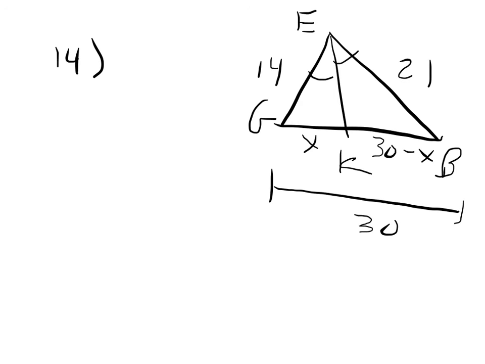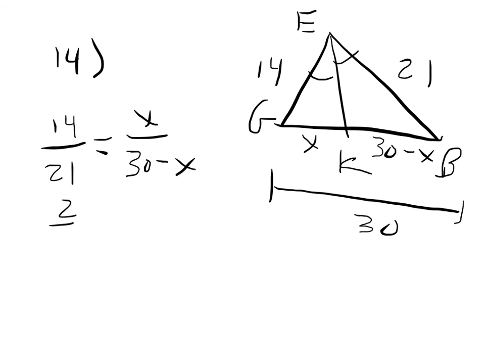So when I go ahead and set up my side splitter, and again I'm looking to go 14 to 21, X to 30 minus X, or 21 to 14 equals 30 minus X to X. In this case, either way will get the job done, because I'm going to have an X in both the numerator and the denominator. 14/21 equals X over 30 minus X. 2/3 equals X over 30 minus X.